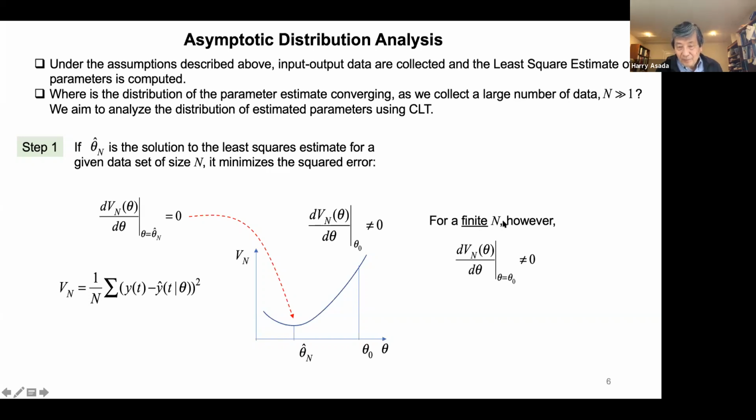for finite N, if you evaluate this at the true value theta naught, it is basically different from theta N hat, right? Even though theta naught is actually the true case when N extends to infinity, for a finite one this may not be 0. It's a little confusing, but theta naught is the best one, the true one, but that is the case when you have an infinitely large number of samples. If you pick a finite number, a particular sample, even though you plug in theta naught, this may not be 0. And it is 0 at this theta N hat.